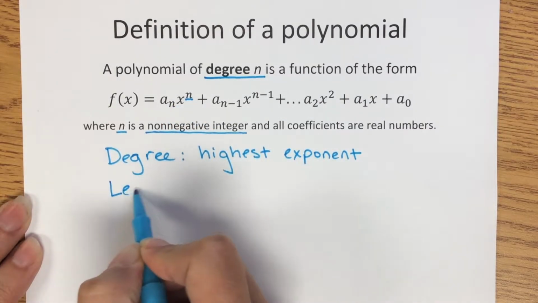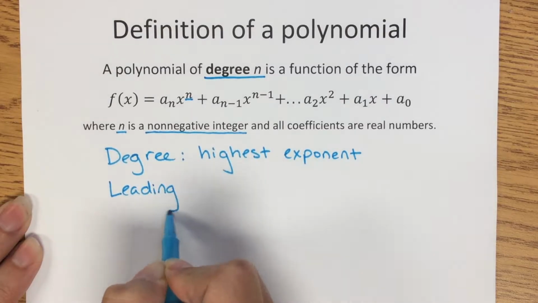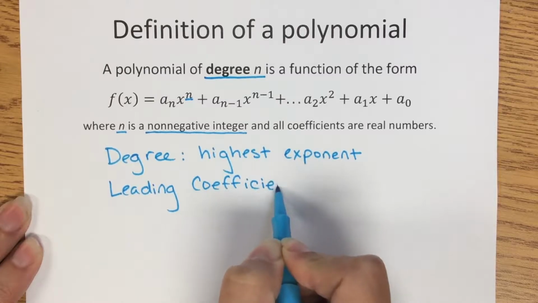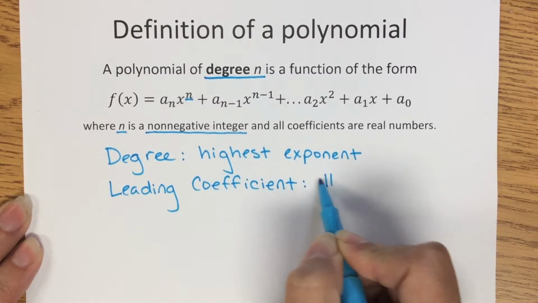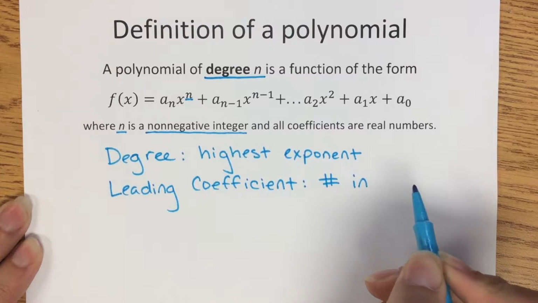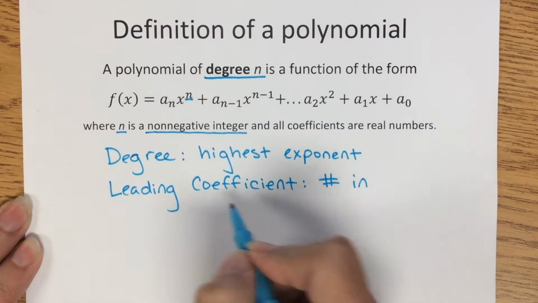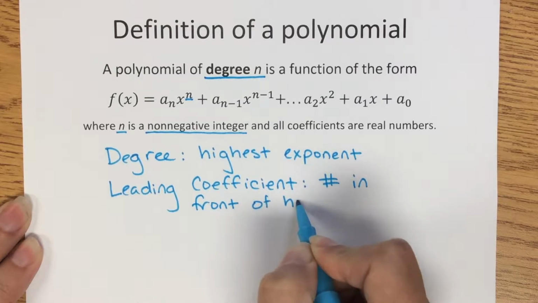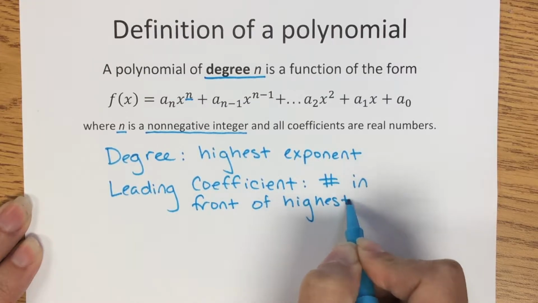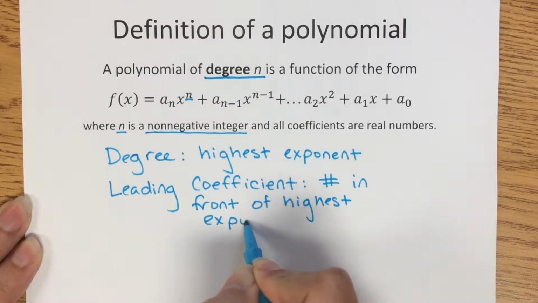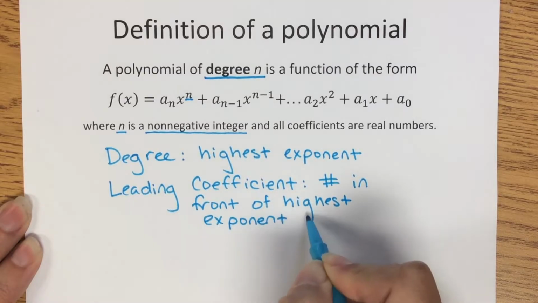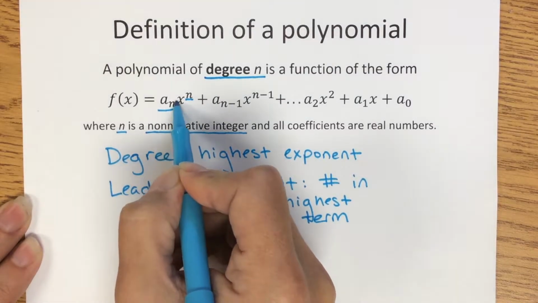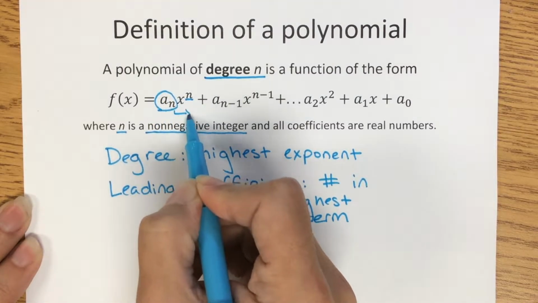Now all the terms have coefficients. And the leading coefficient is important because it tells you a lot about the graph. The leading coefficient is the number in front of that highest exponent term. So this would be our leading coefficient right here.